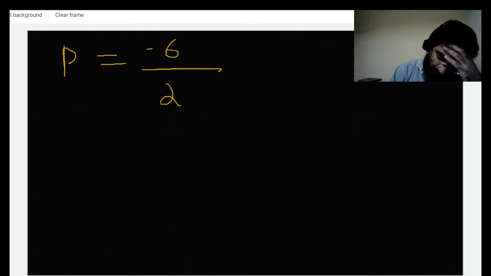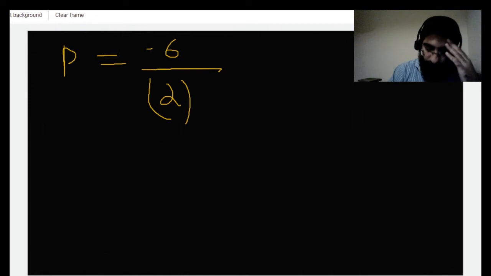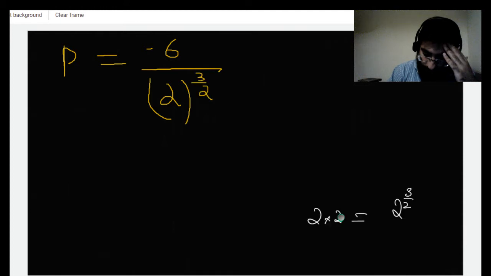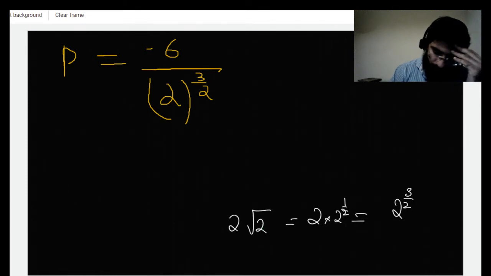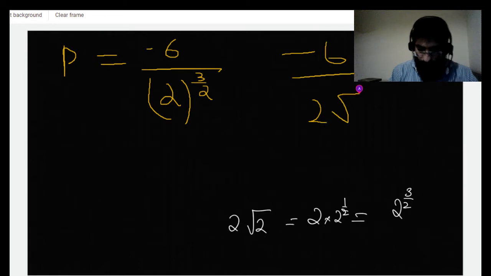This power 3 over 2 comes in questions very often. So always remember 2 raised to the power 3 over 2 is equal to 2 multiplied by 2 raised to the power 1 by 2, right? Because 3 by 2 is equal to 1 plus 1 by 2. And this I can write as 2 root 2. So that means minus 6 divided by 2 root 2 is equal to P.